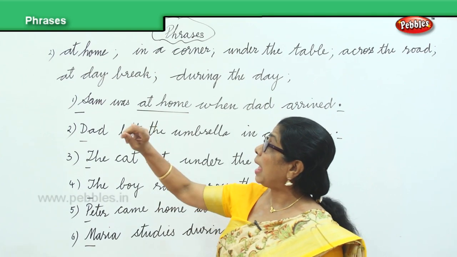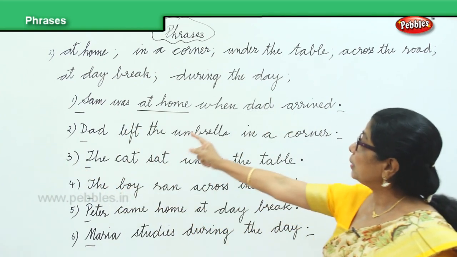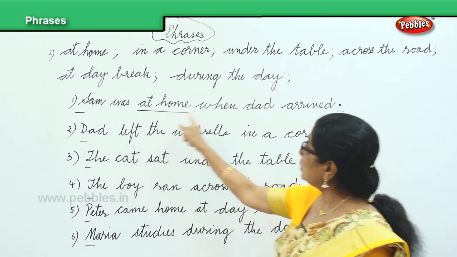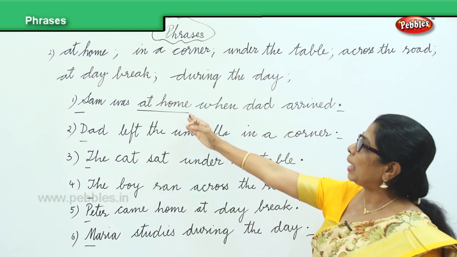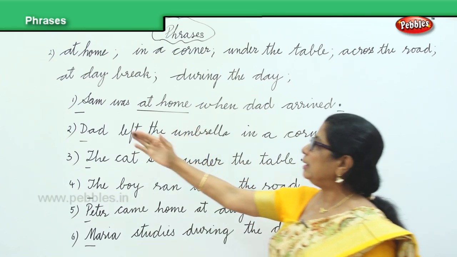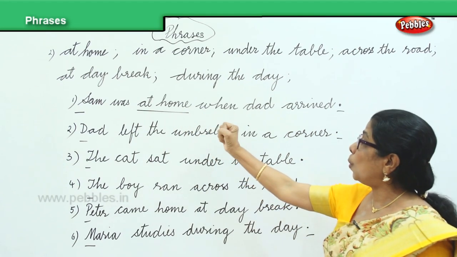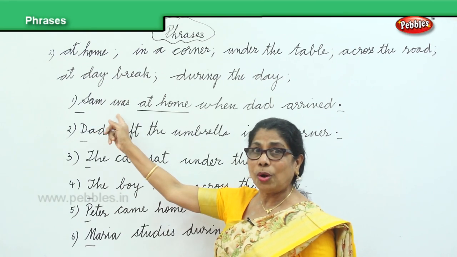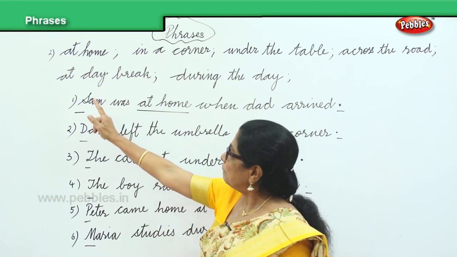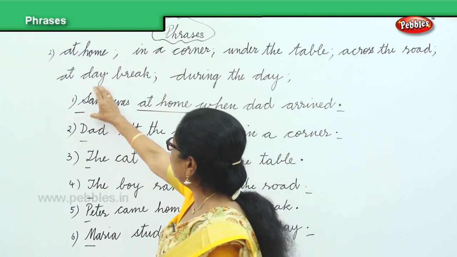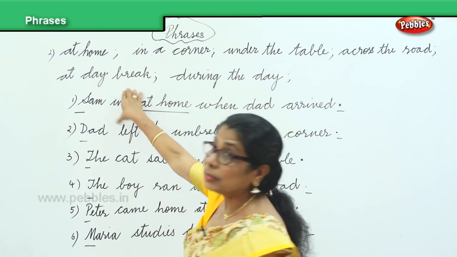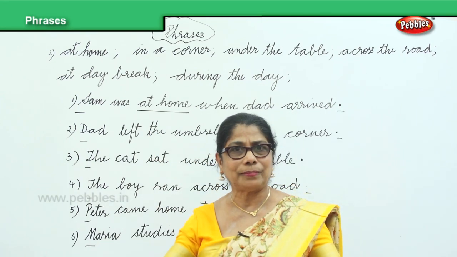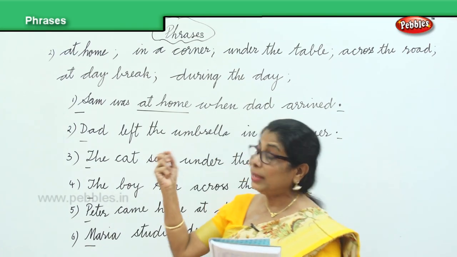Now, let's take the first one. At home, it has no verb. So we have put in a verb here. Sam was at home when dad arrived. Now, let's find out the verb. Sam was at home. Who was at home? Sam is the most important person here. He's at home. Was. Verb. We supplied the verb was. He's there in the house.